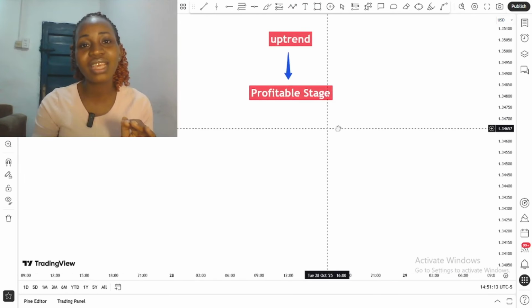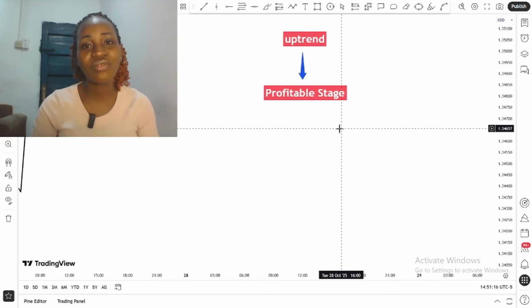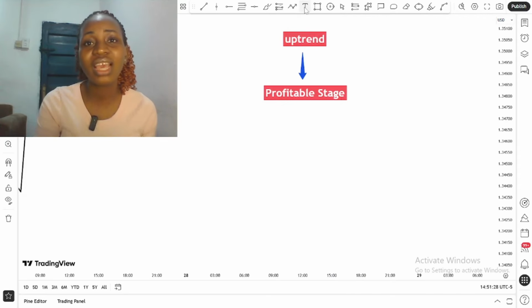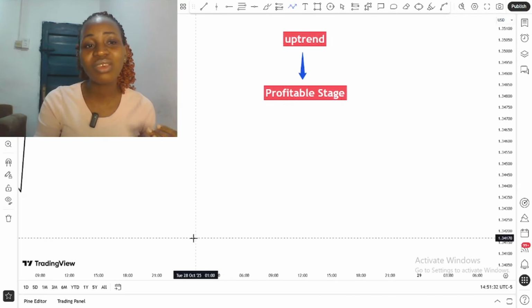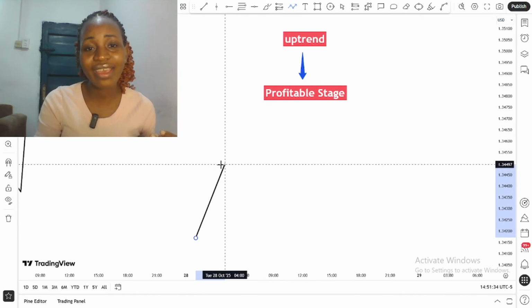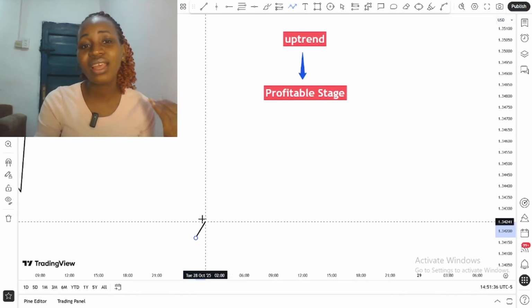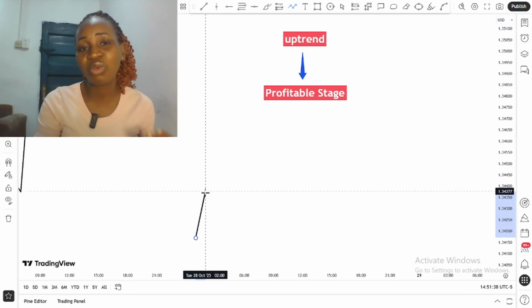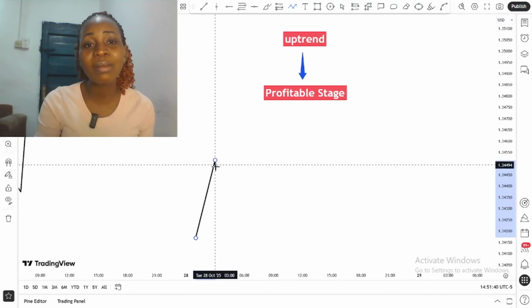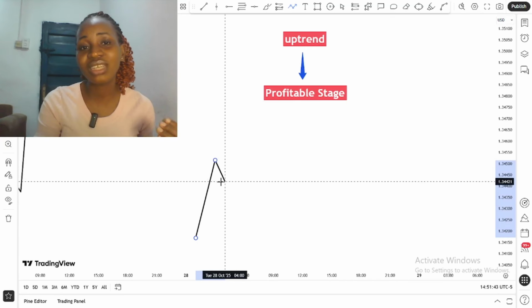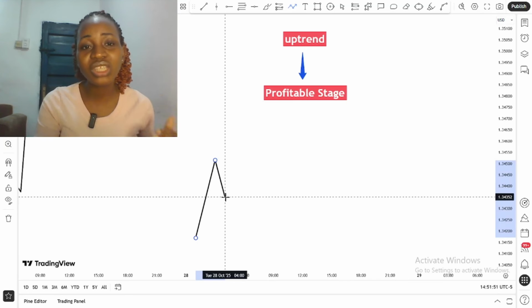An uptrend is like the third stage of every trader. This is a profitable stage. Let's look at the equity curve of a profitable trader. An equity curve of a profitable trader goes like this, where we see a series of higher high and higher low. Let's say the trader is making profit and the equity curve goes up like this, and eventually the trader starts making losses, which is something you cannot completely eliminate from your trading, right?